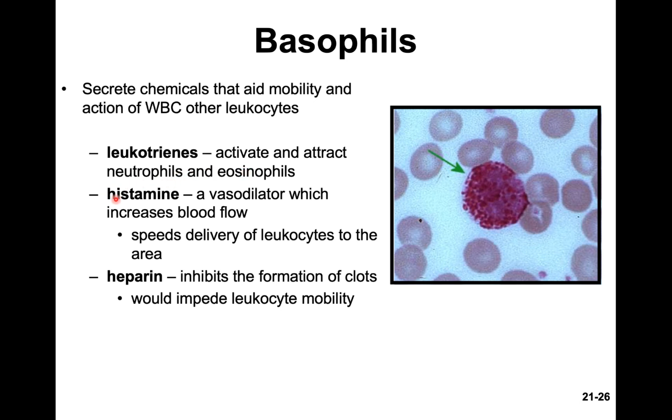Basophils will also secrete histamines. This is a chemical that acts as a blood vessel dilator. And if you dilate blood vessels, you're going to allow more blood flow and more white blood cells into an area of infection. And the last one is heparin. Heparin prevents blood clotting. Again, if you have an infection somewhere, you don't want to clot the blood going into that area because you want to make it as easily accessible to white blood cells as possible so they can kill the bacteria and clear it from the tissue.